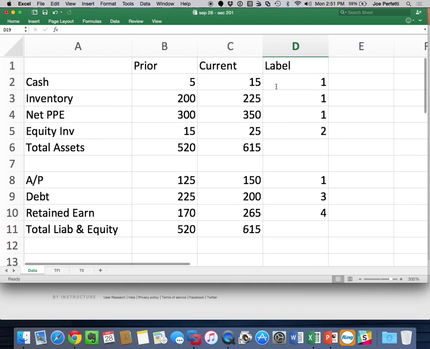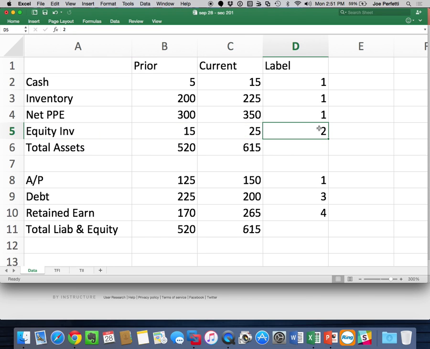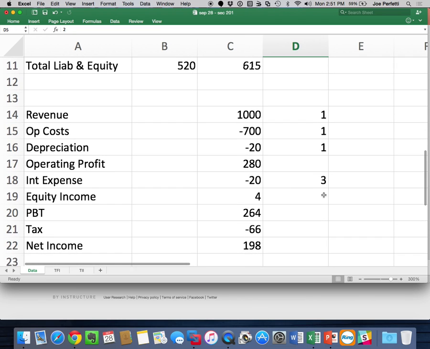On this balance sheet, where did the equity income come from? It came from the equity investment. What do we call the equity investment? Non-operating. So the equity income, 2.